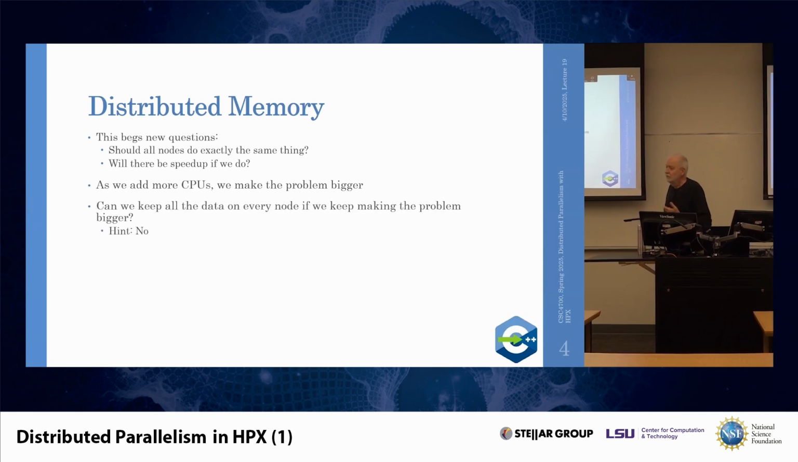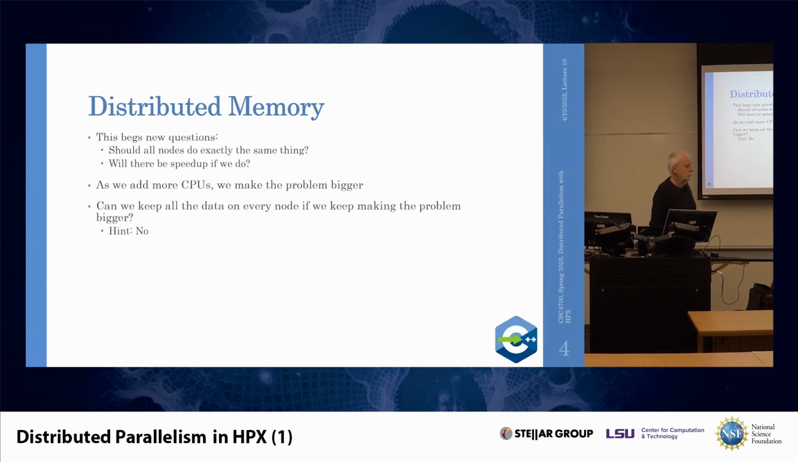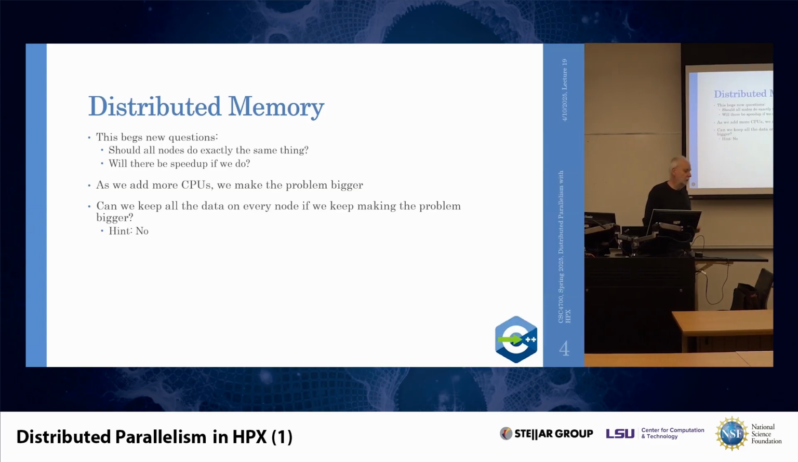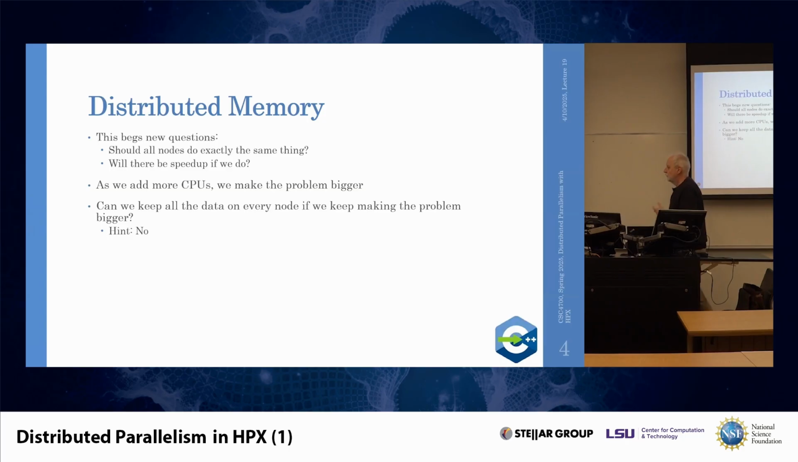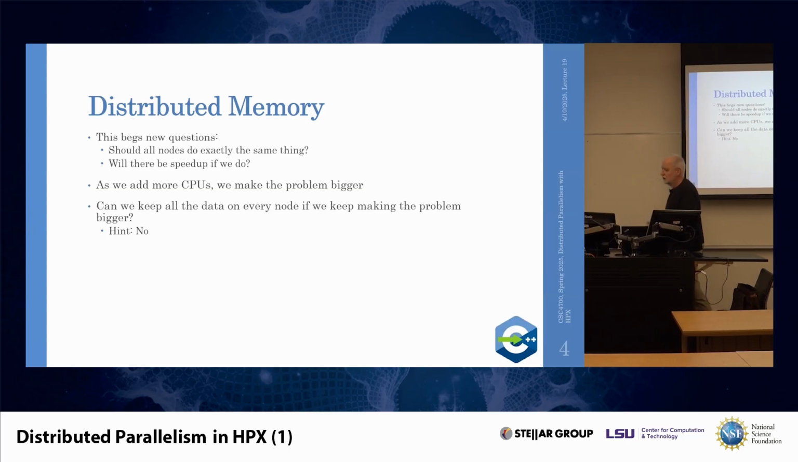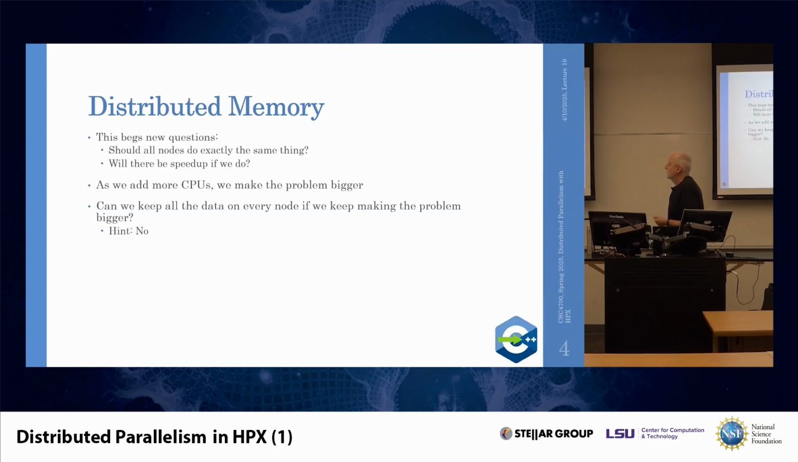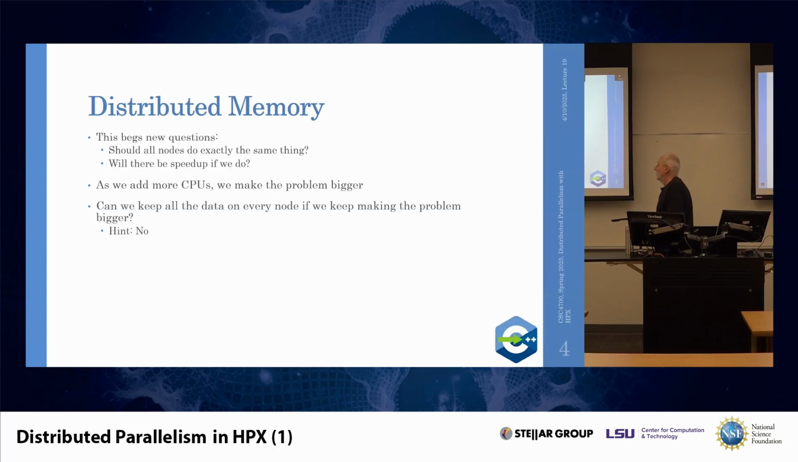But can we keep all the data in a single node when we make the problem bigger? Well, obviously, there's a limit to it, right? We have a certain amount of memory available in each of the nodes. And when we start adding more and more data, make the matrices even larger and larger and larger, they will not fit into the main memory of a single node anymore. So it's not possible to keep all the data on all the nodes.